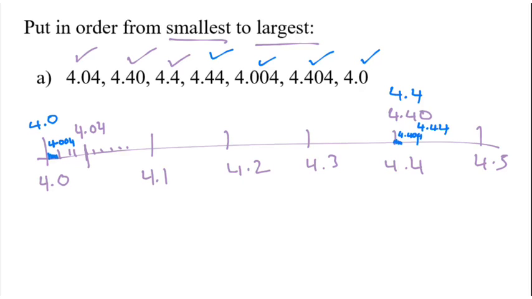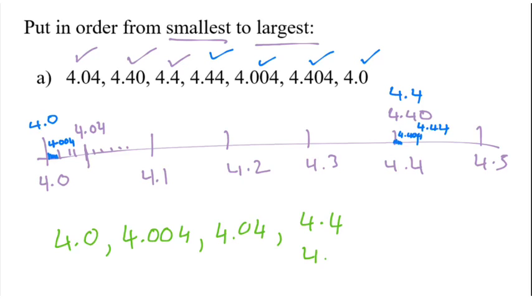So now I can put those in order. My smallest number is 4.0, then 4.004, 4.04, then I can either put 4.4 or 4.40, whichever order you put those two in doesn't matter, and then 4.404, and last but not least 4.44. So there they are in order.